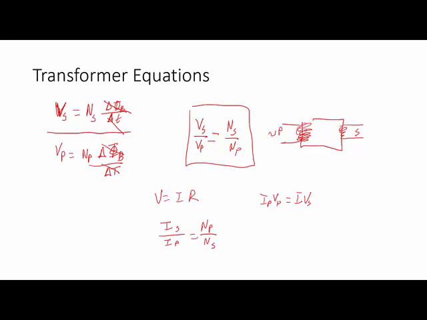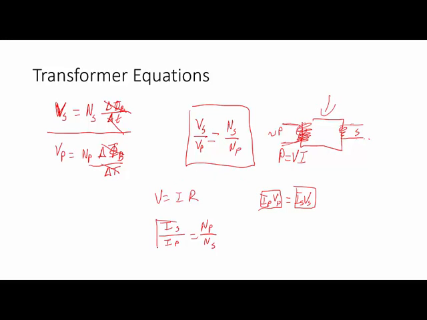Now let's think about why that's true for a minute. This cannot create energy. So the rate at which energy is coming into this side is the rate at which energy is coming out of that side. Well, that's power, and power equals VI. Okay? So the total power on the primary side has to equal the total power on the secondary side, which means if we're stepping up voltage, so if our voltage goes up, then our current's going to go down. But if our voltage comes down, our current's going to go up.